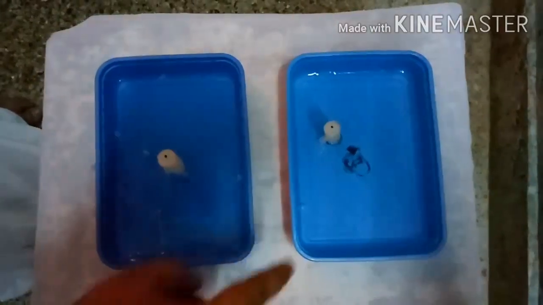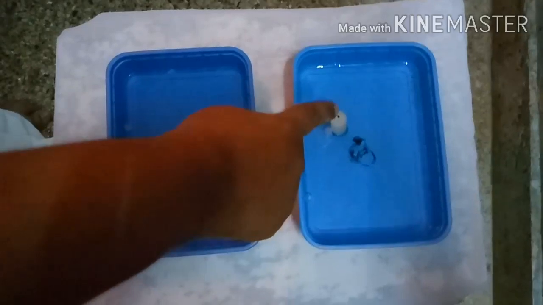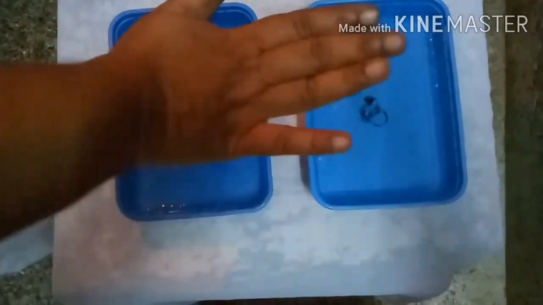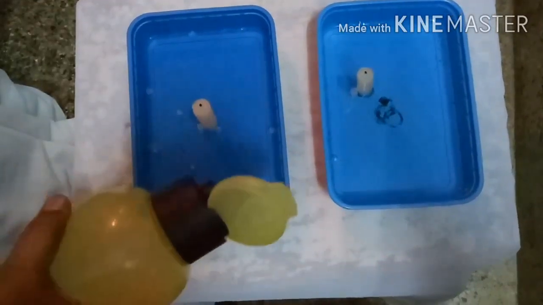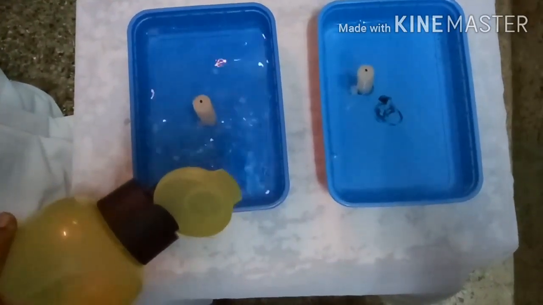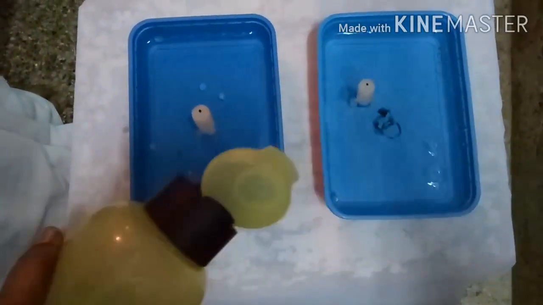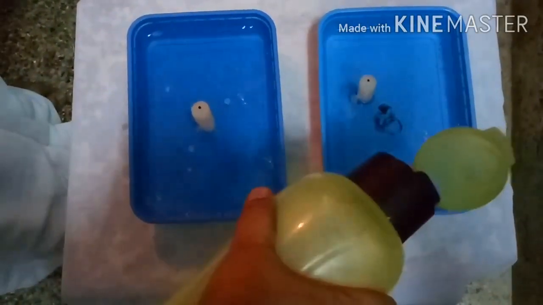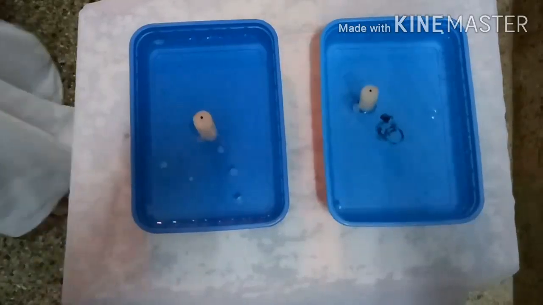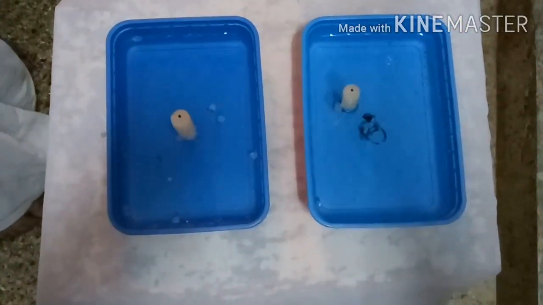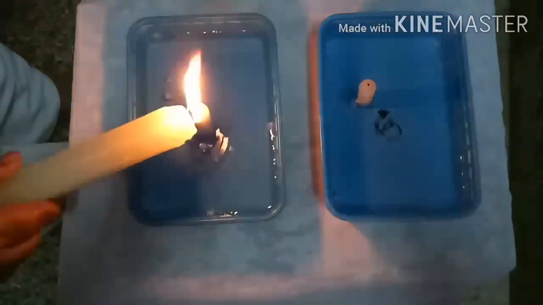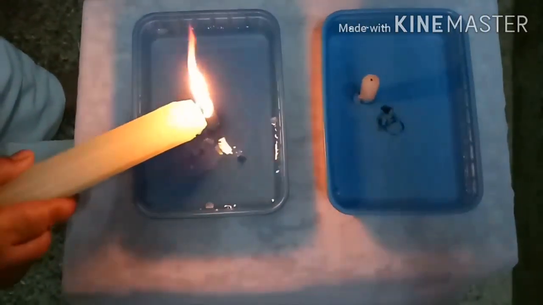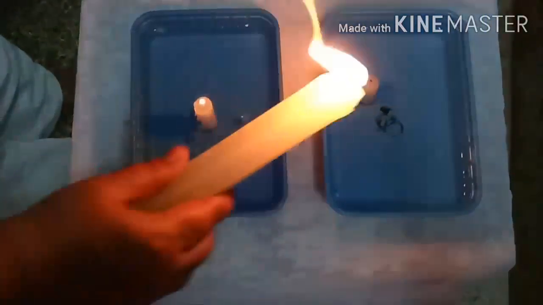I have taken 2 shallow containers and 2 candles of equal size, and I am pouring an equal amount of water in both the shallow containers. Then I am going to light the candles with the help of fire. After lighting the candles, I am going to cover them with tumblers. I am going to take 2 tumblers of different size. One will be bigger and another will be a little smaller.